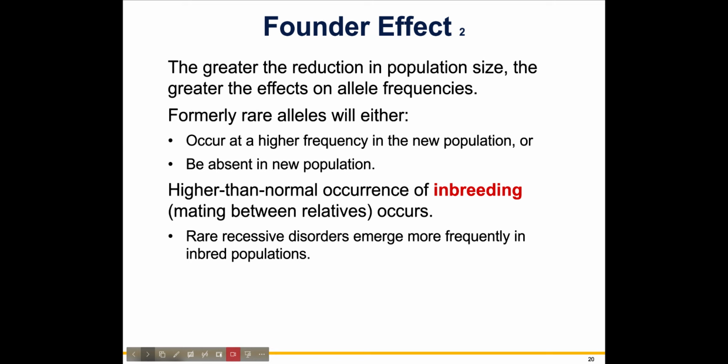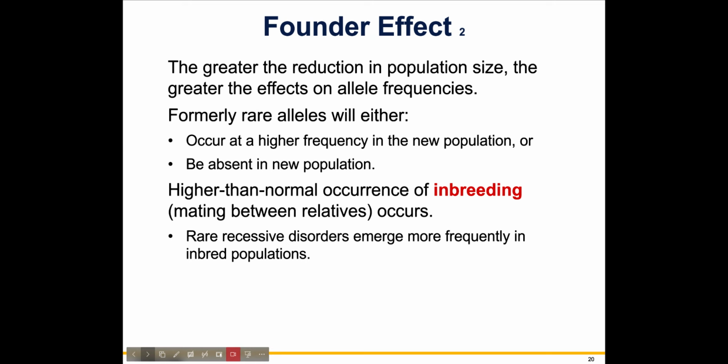And so, again, the greater the reduction in the population size, the bigger the chance we will change the allele frequency. It could be at a higher frequency, such as the Amish community having certain types of dwarfism, for example, or we could just lose alleles from the population.